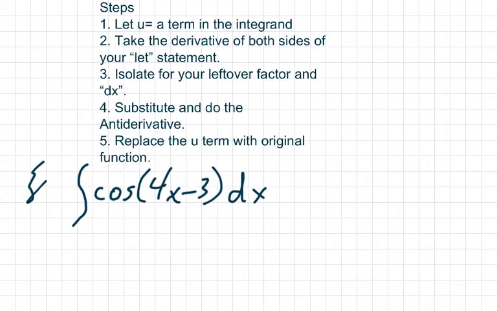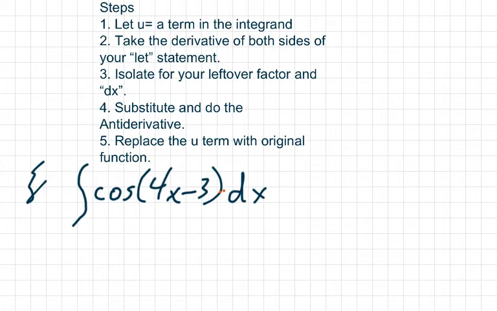So here we go. So steps, we're going to let u equal a term in the integrand. So of course, the integrand is whatever you're taking the integral of. Two, we're going to take the derivative of both those sides of our let statement. Then we're going to isolate the leftover factor and dx. So sometimes there's something with our dx, and we'll get to examples like that. We substitute, do the antiderivative, replace it, and we go.